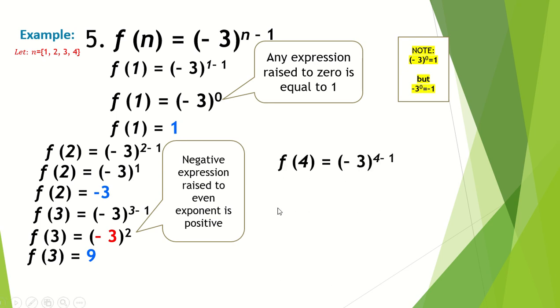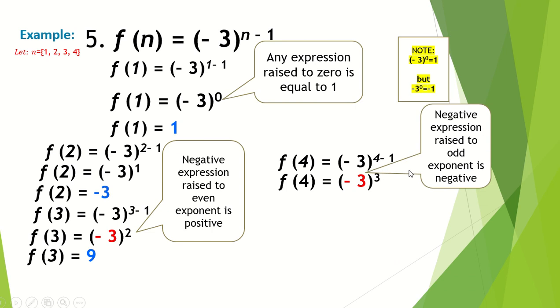Next, for the fourth term, it will be negative 3 raised to 3. A negative base raised to an odd exponent is always negative. So when you have negative 1 raised to 1001, then that is negative. So for this one, it's negative 27. Therefore, the sequence is 1, negative 3, 9, negative 27.